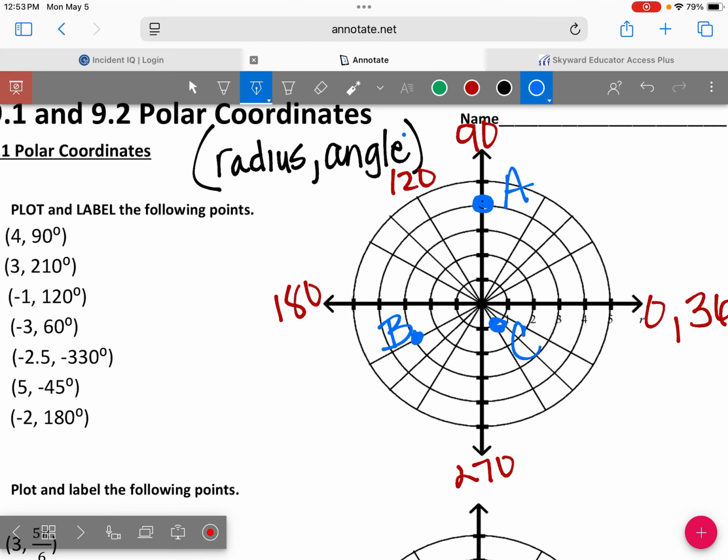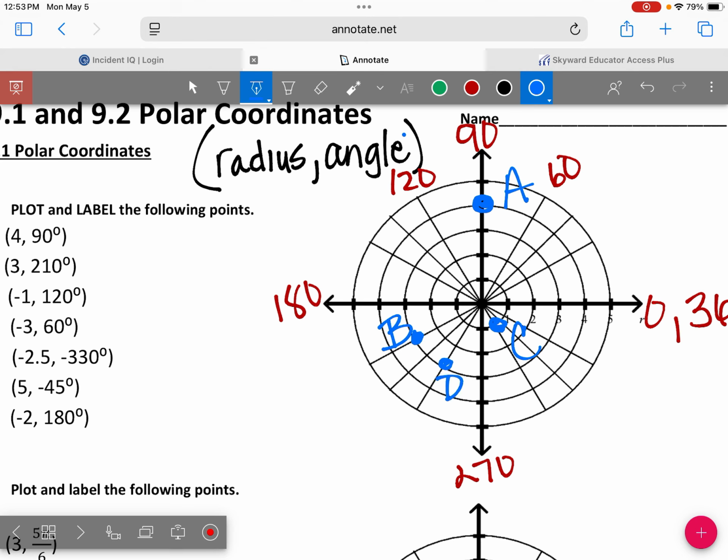Point D, positive 60. So this is 60. But it's a negative radius. So instead of me going forward, I'm going to count back. 1, 2, 3, and I'm right there. That's called point D.